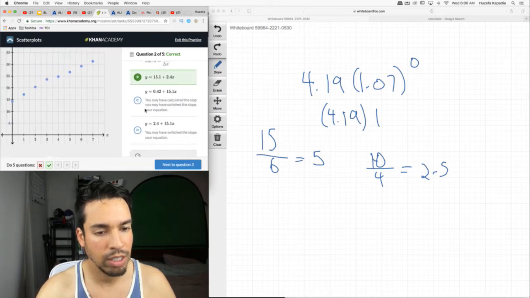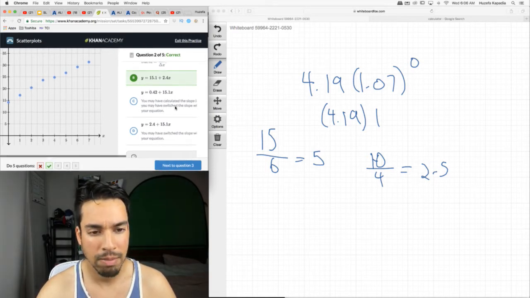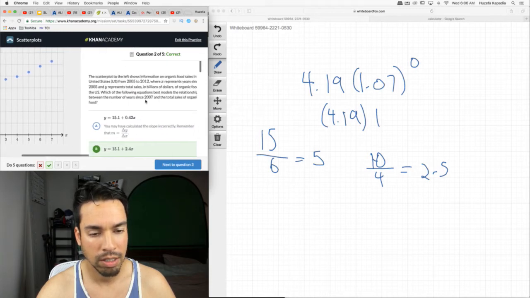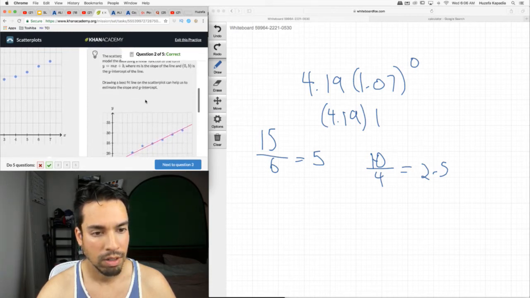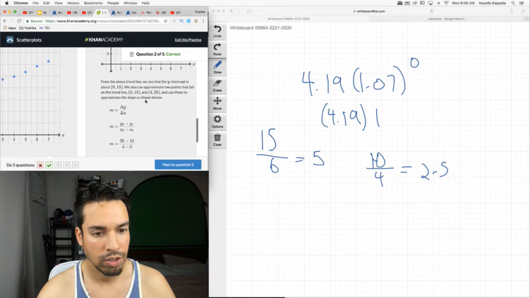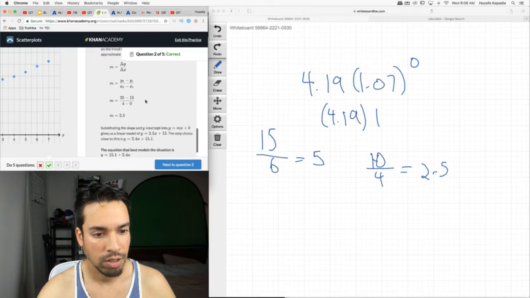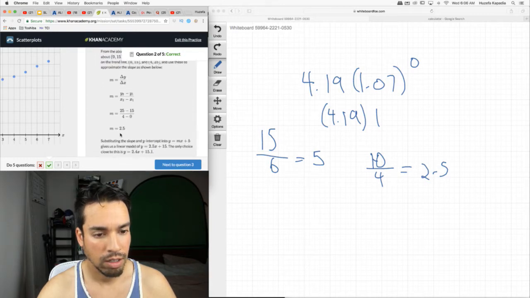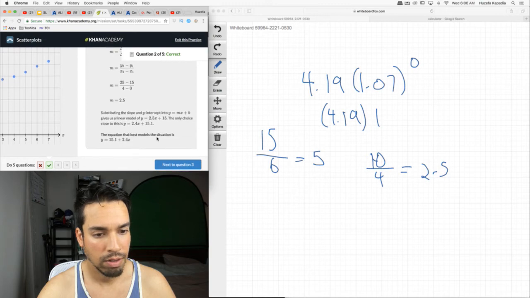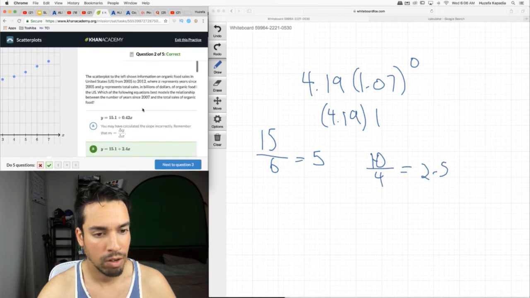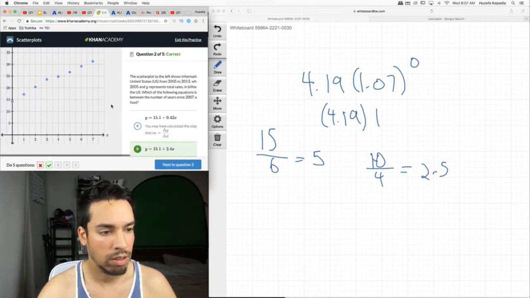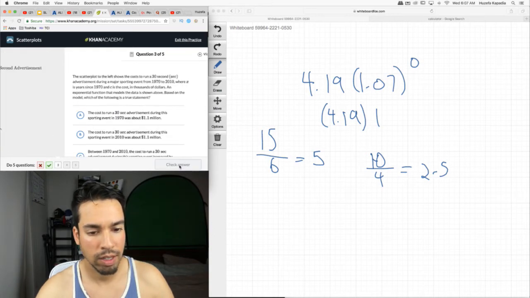But if you're saying years since 2007 and you actually plug in 0, that should be the 2007 value, which should be 21. So I think they made a mistake, and I think this is meant to say 2005. And let's just see in the answers. Yep, so they calculated that 2.5. Okay. All right. So anyways, that is our answer. Let's move on to the next question.